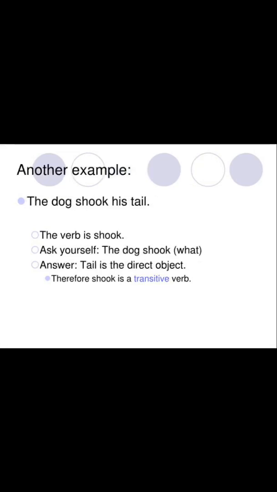Let us take one more example. The dog shook his tail. Here the verb is shook. So we may ask the question, after the verb, the dog shook what? So the answer that comes would be his tail. So here tail would be the direct object. So the verb just before the direct object, shook, is a transitive verb.